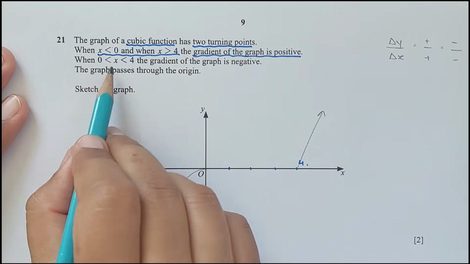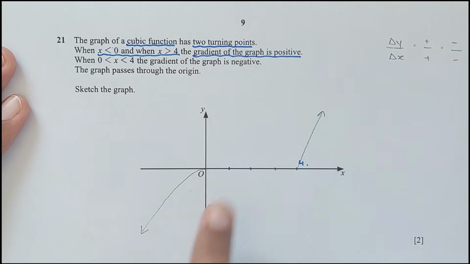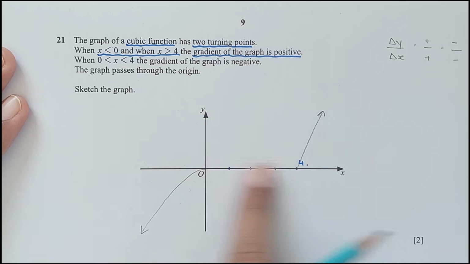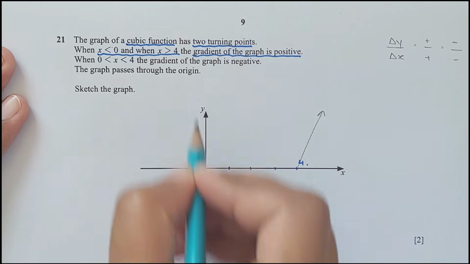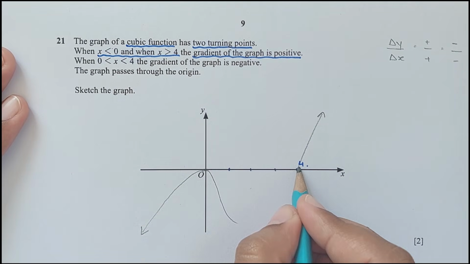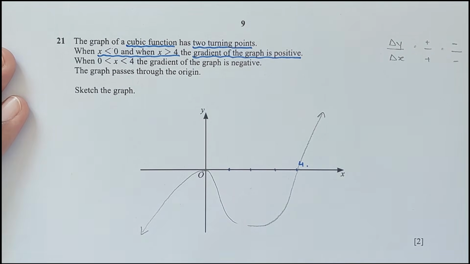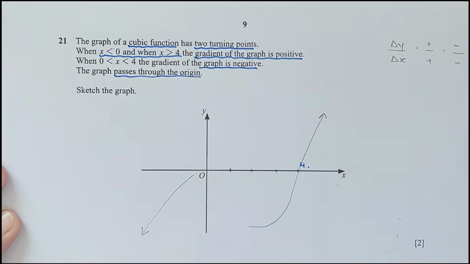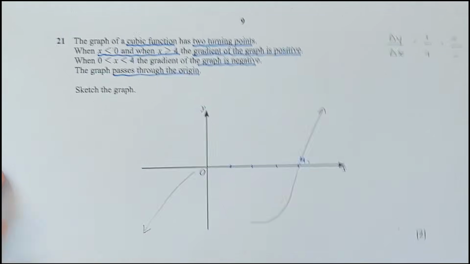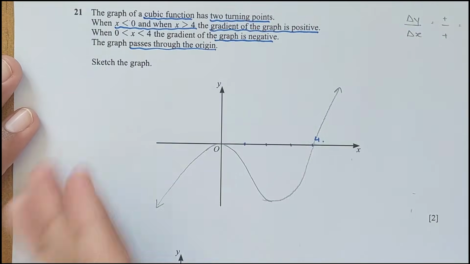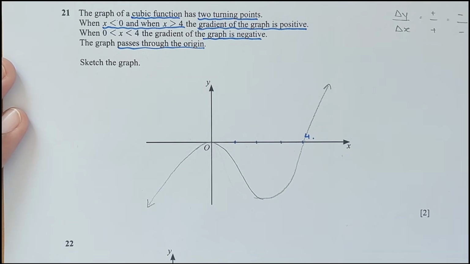When x is between 0 and 4, the gradient of the graph is negative. Negative means one value is positive and the other is negative. Between 0 and 4, the x values are positive, but the y values are negative. The graph passes through the origin, and its gradient is also negative. Sketch the graph. The gradient is negative and it passes through the origin. It has 2 turning points, keep in mind. The first turning point is at the origin and this would be the second turning point. So this is the shape of the cubic function.